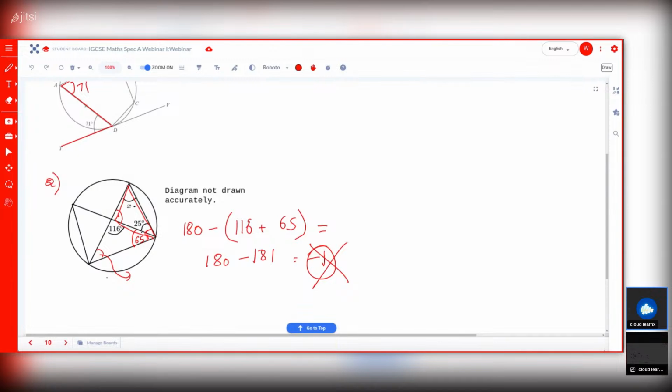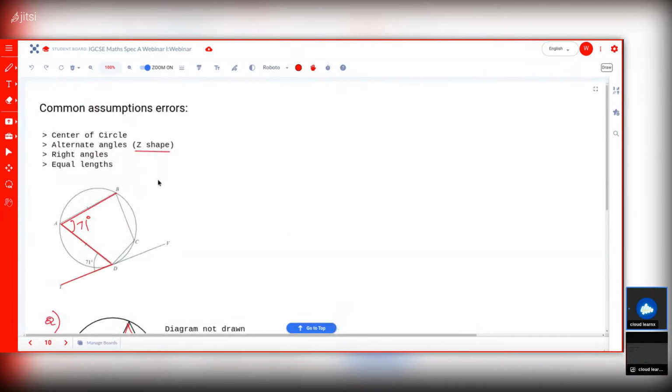So yeah, I think one of the common things to assume is the center of circles, a big one, that is a Z shape, F shape, all of those assumptions, right angles, and then equal lengths. Sometimes even equal lengths, same thing, right? If it's equal, they'll either specifically mention that they are equal, or more often than not, they'll indicate that geometrically. Okay? So there's no reason to assume. If you're going to assume, see if you have evidence, right?